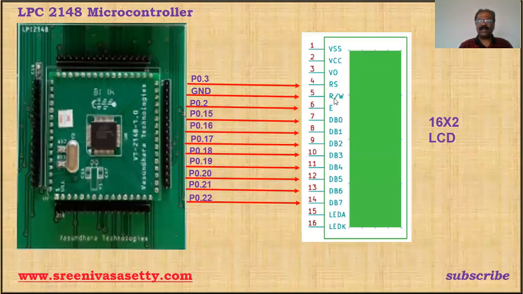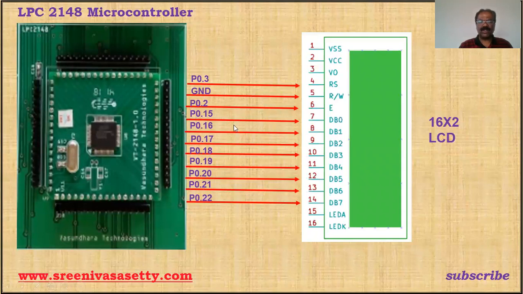Then I told you already that R/W is always connected to the ground. So there is no need to write a program to control this particular pin, because we are always performing a write operation. Once it is low, it means write operation. Then I told you already we have two registers, data register and command register. Therefore, we can control this RS pin by using P0.3, and we are going to generate the clock pulse with the help of P0.2. Therefore, totally we are using 8 plus these 2 pins, 10 pins from port 0.